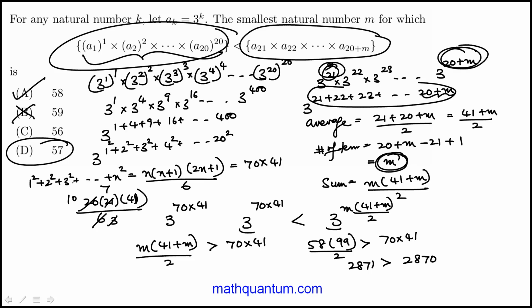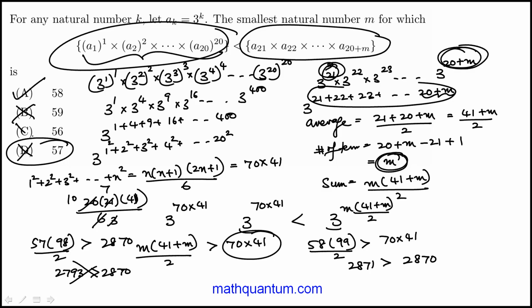Since we're looking for the least value, I don't need to worry about 59. I'll just need to check 57. So 57, this is 98. And this I've already computed here. Did I make a mistake? No, I didn't. There's a reason. So 57 times 98 divided by 2, I'm making some calculation mistakes on the calculator. So I get 2793, which you'll notice is not greater. So we don't need to test 56. So the answer is 58.